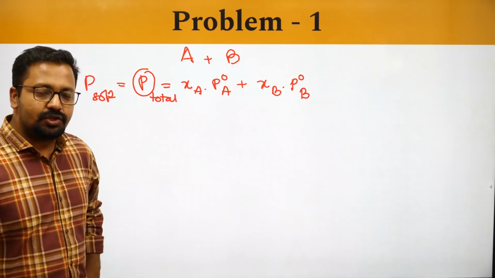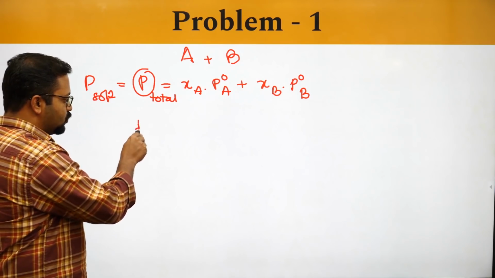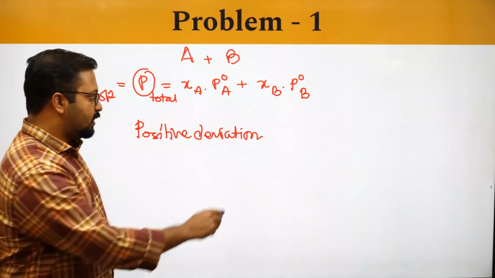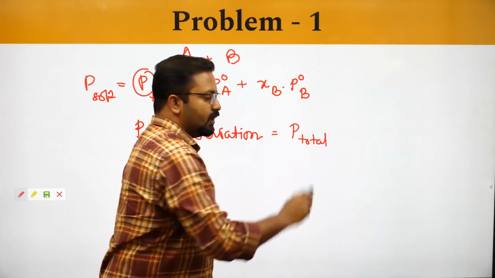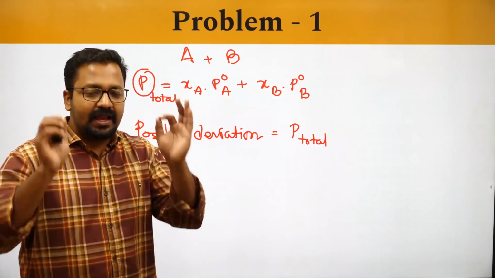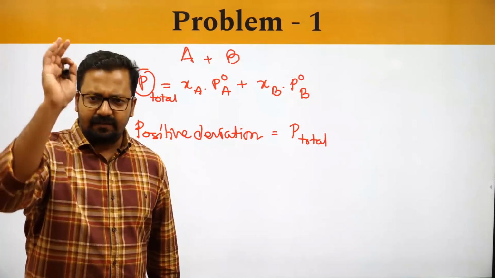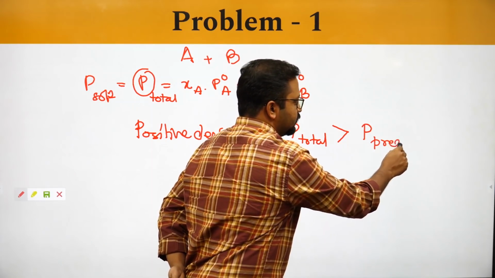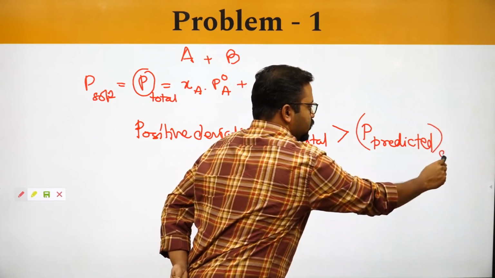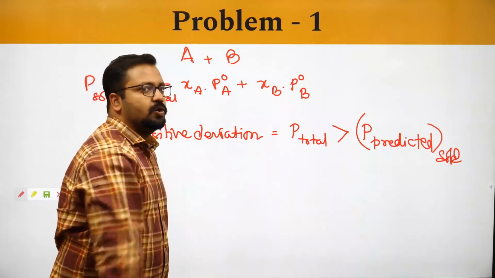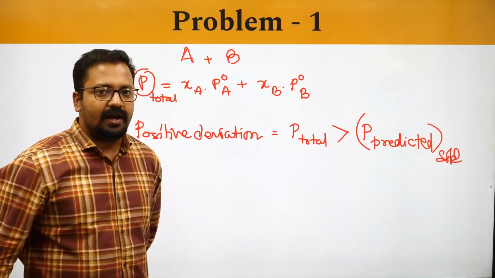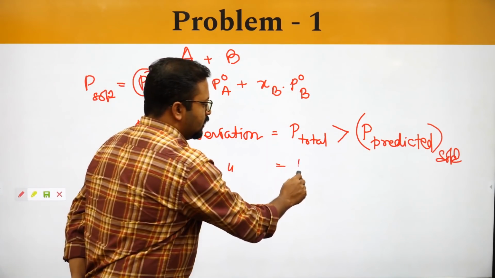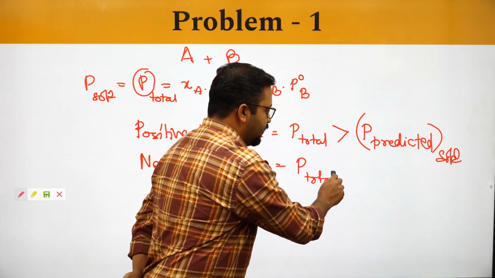There are two types of non-ideal solution, if you recall. The first is one which shows positive deviation, in which P total at one specific point, not all concentrations, is more than P predicted of the solution. It is more than what you calculated from the sum. And negative deviation is where P total is less than this.